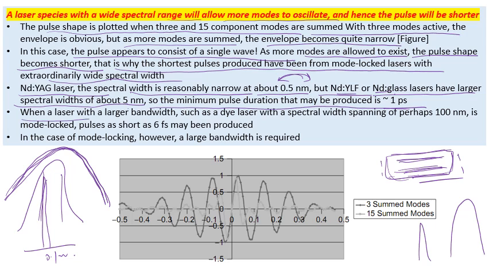Here, a laser with a larger bandwidth, such as a dye laser, which I explained many times in class, has a very wide spectral width, around 100 nanometers. If you mode lock this kind of laser, pulses as short as 60 femtoseconds may be produced. So we have more modes. When more modes are locked and summed up, what we get is a narrow pulse.